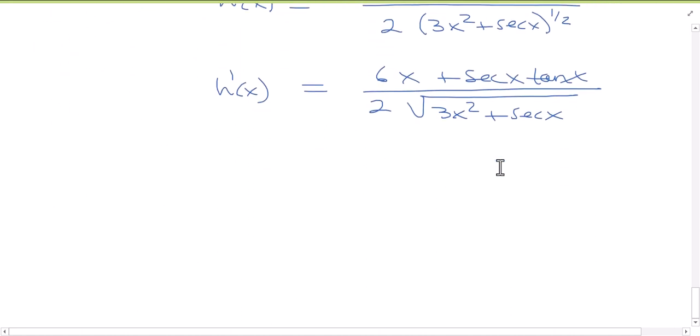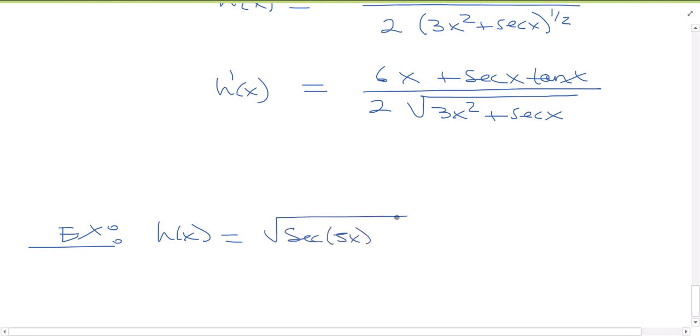But oftentimes you'll have more than two functions being composed, right? So like for example, and we'll do this in the next video. Say I have h of x equals something like the square root of secant 5x plus 1. Now here, I'll give you a hint, there are three functions being composed. Can you spot what they are? And in the next video, we'll start with that example.